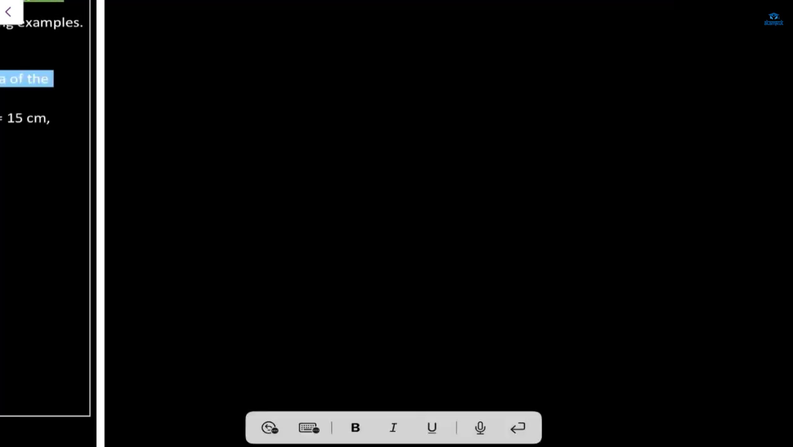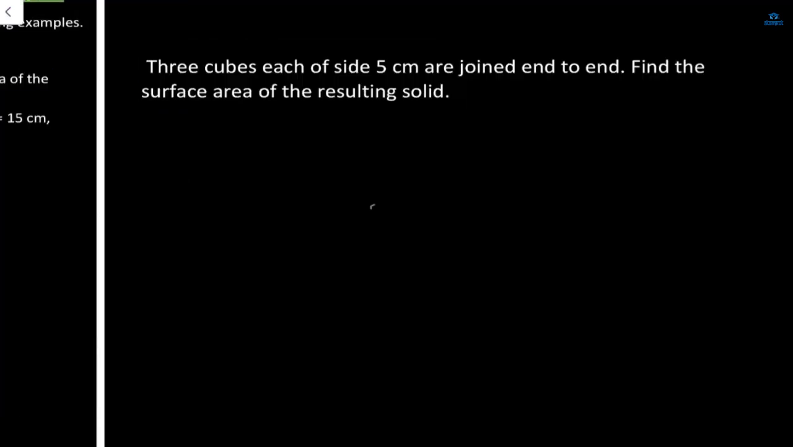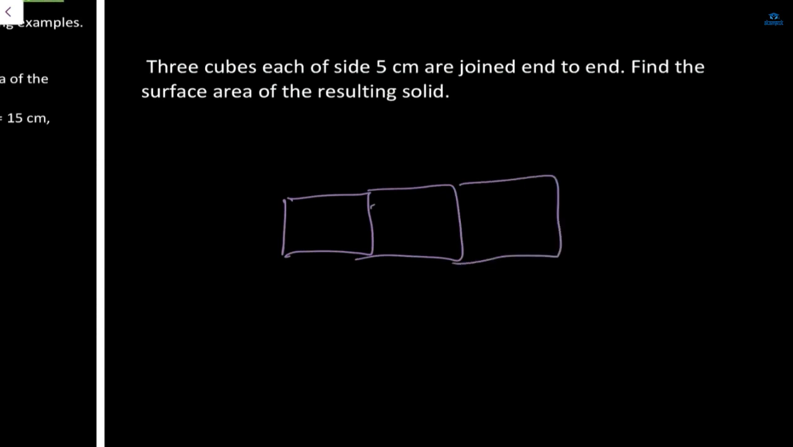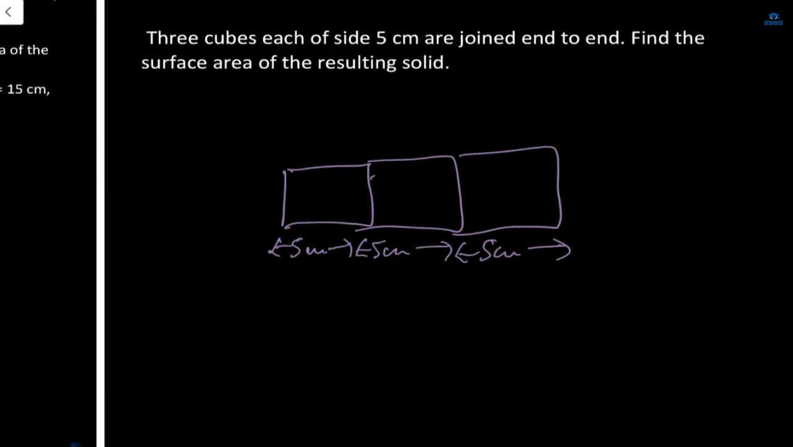So what is the question? 3 cubes each of side 5 centimeter join end to end. Find the surface area of the resulting solid. Ma'am, it will be 6a square into 3. Yes, first 3 cubes are there. Only the surface area it is asking. So one surface area will be 6a square.